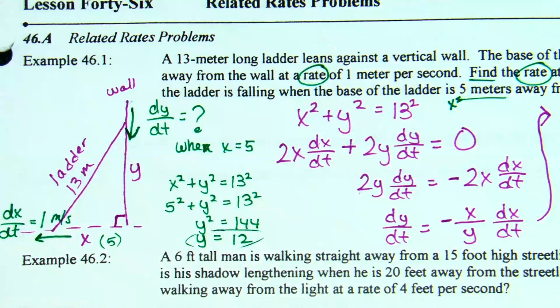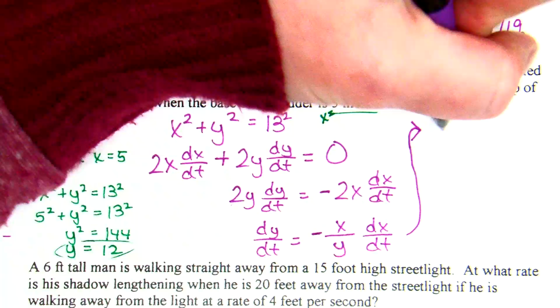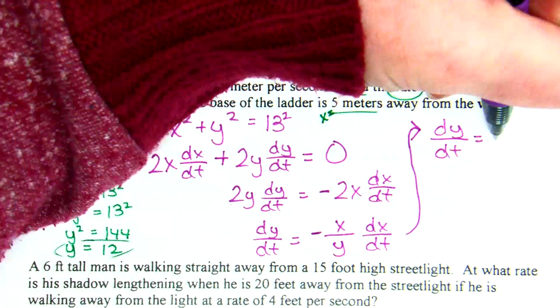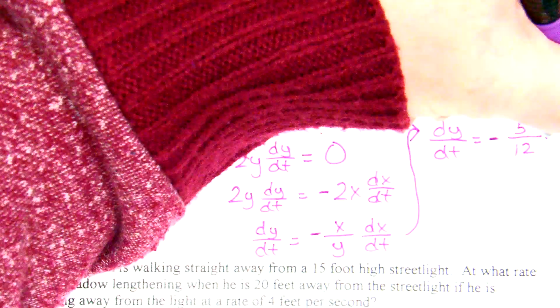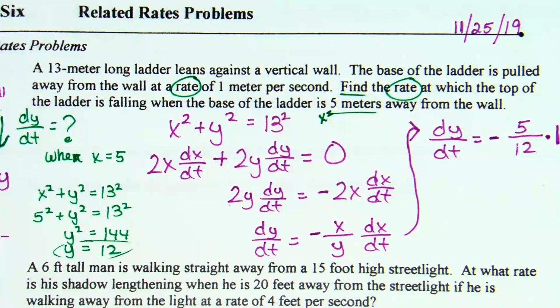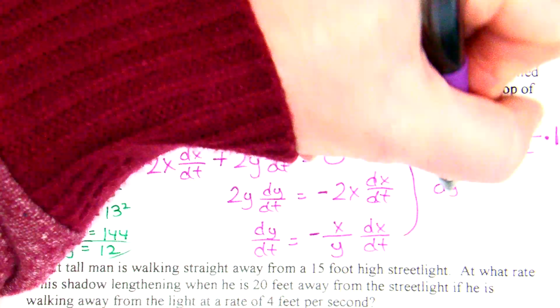Okay, let's finish it up. dy/dt is equal to negative x, what am I using for x? 5 over y. What did we discover y is at that point? 12, times dx/dt. What's dx/dt? 1 meter per second. That was labeled over on my triangle. It's off the screen now. So negative of 5 divided by 12 times 1. What is that? Negative 5/12, and a fraction is fine.